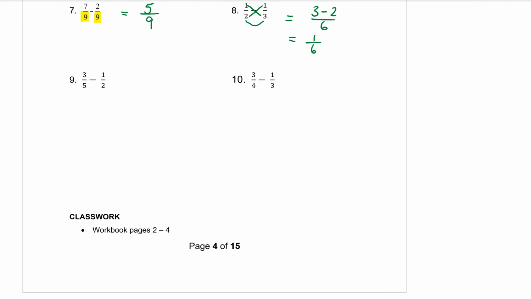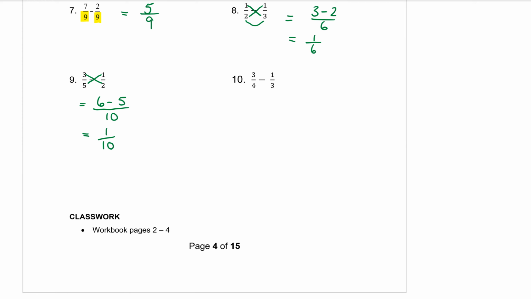Okay, question 9, let's try it again. Times the two bottom numbers together, 5 times 2 is 10, and times diagonally, 3 times 2 is 6, minus 5 times 1 is 5. Subtracting the top, 6 take away 5 is 1 over 10.